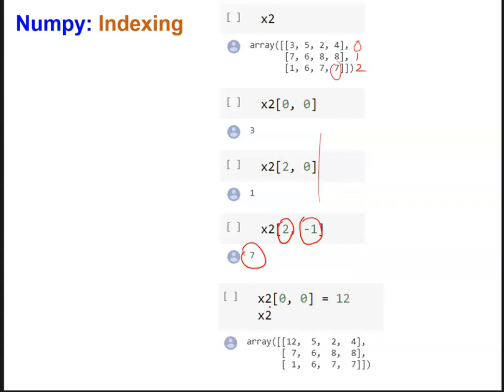And you can also change the value of an element of an array. So over here, what we're doing is we're first choosing x2 of 0 0, which is the first element of the array, and we're setting it equal to 12. So Python or NumPy is going to change the array and change 3 to 12. So that's the way you can modify the array.